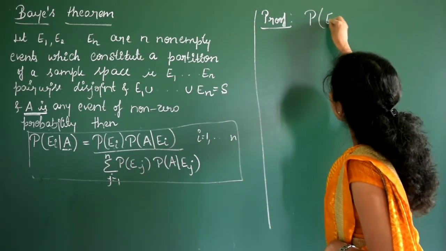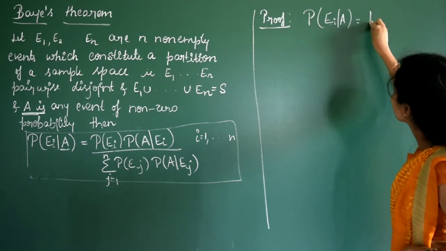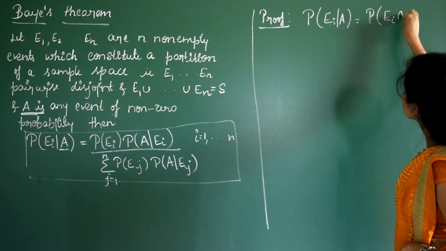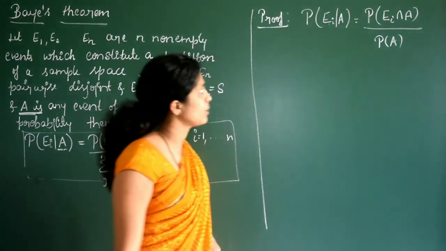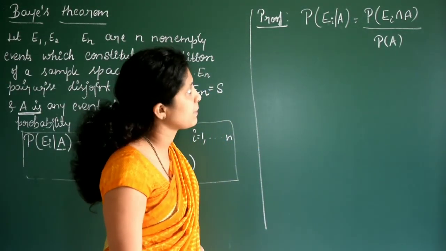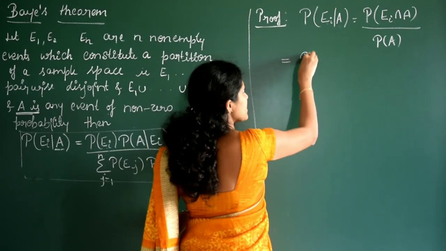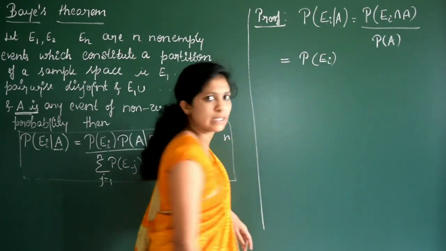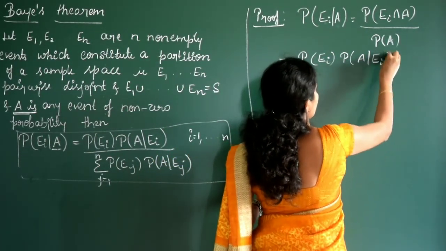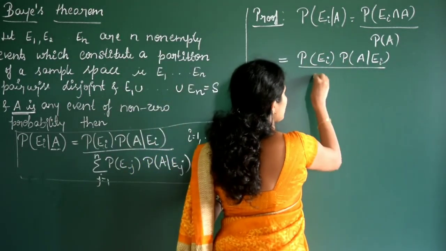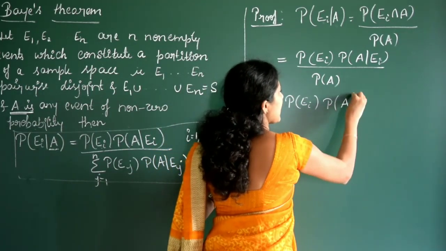P of Ei by A. By using the conditional probability, we can write probability of Ei intersection with A, whole divided by probability of A. By using the multiplication theorem, probability of Ei intersection A can be written as probability of Ei into probability of A by Ei, where Ei has already occurred, divided by probability of A. So this is equal to probability of Ei into probability of A by Ei.